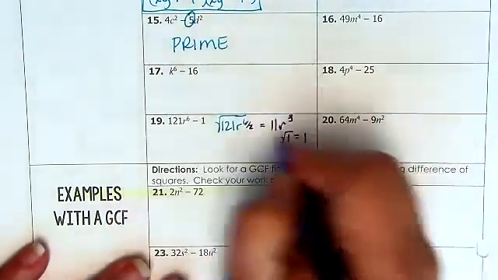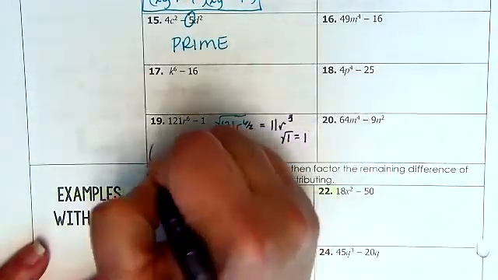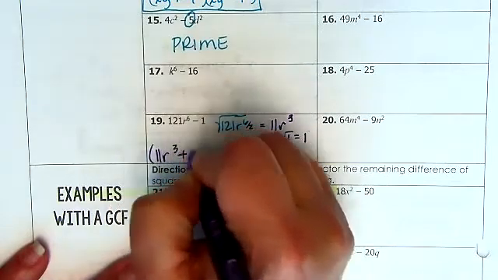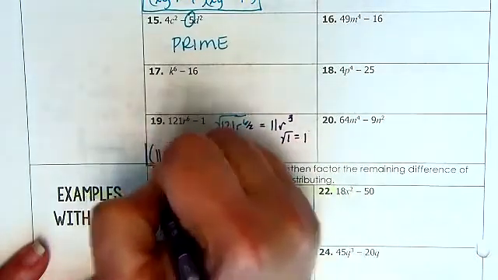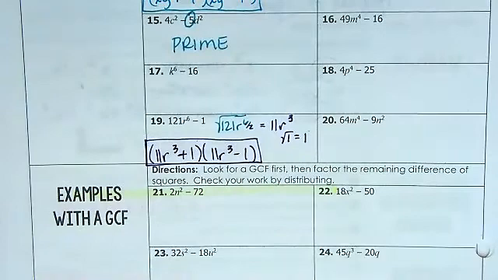So therefore, this is a perfect square situation because we've got subtraction and 2 perfect squares. So I'm going to have 11r to the 3rd plus 1 and 11r to the 3rd minus 1. And that is my factored form.